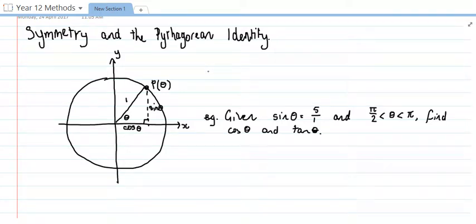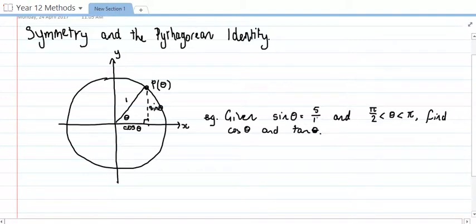Hi everyone, in this video I'm going to talk about the Pythagorean identity. It's called the Pythagorean identity because we can form a right angled triangle inside the unit circle like I have here, and we can see that sine theta is the vertical component, cos theta is the horizontal component. Now I'll just quickly fix up this example.